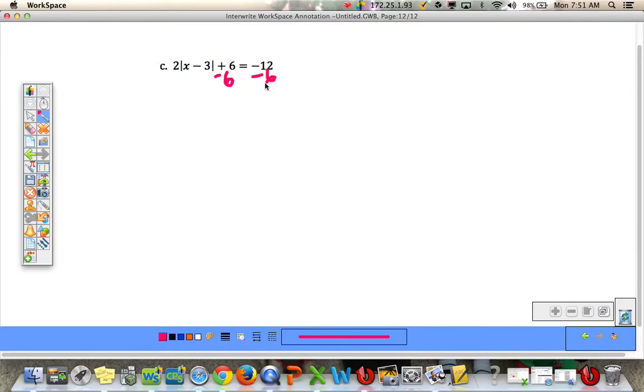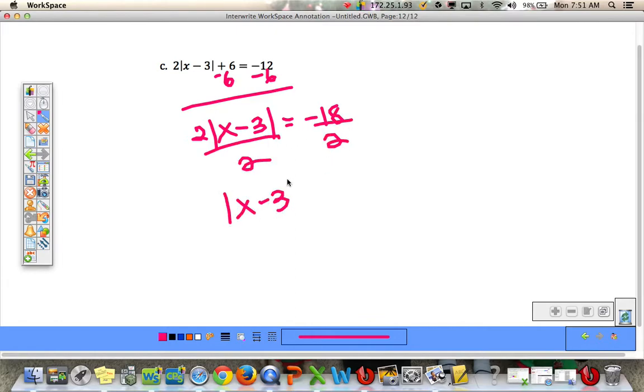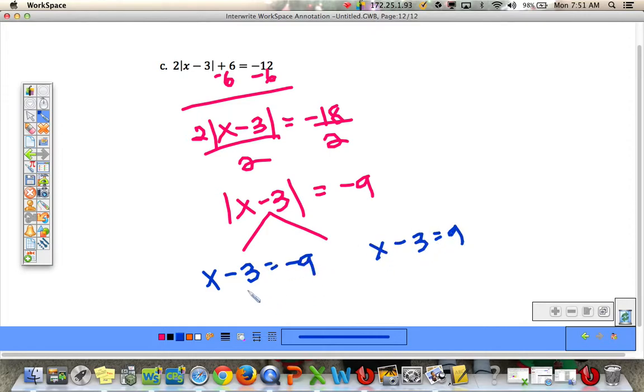So here, get rid of the negative 6 first. 2 times the absolute value of x minus 3 equals negative 18. Divide each side by 2. x minus 3 can be negative 9, and we're going to split that up. Let's see if this one works. x minus 3 can be negative 9, and x minus 3 can be 9. Add 3 to each side. So x can be negative 6 and x can be 12.